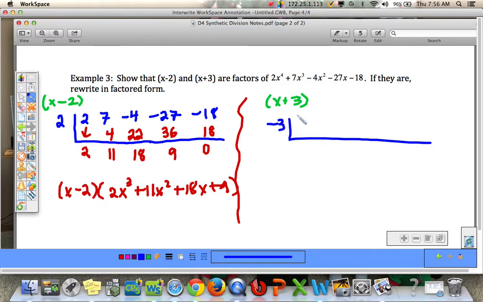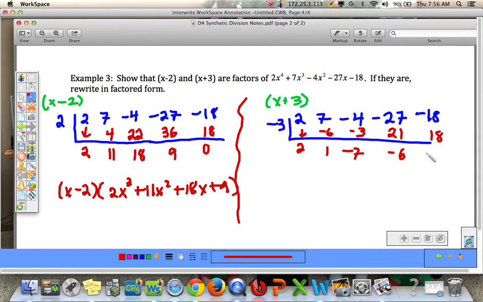Again, write our coefficients here: 2, 7, negative 4, negative 27, negative 18. First step, carry down the 2. Multiply. Negative 3 times 2 is negative 6. Add. We'll get 1. We'll get negative 3, negative 7. Multiply negative 3 times negative 7. We get 21. Negative 27 plus 21 is negative 6. Negative 3 times negative 6 is 18. Again, you have shown that this is a factor. We can write x plus 3 times 2x to the third plus x squared minus 7x minus 6. And this is another way to write the factored form of this polynomial right here.